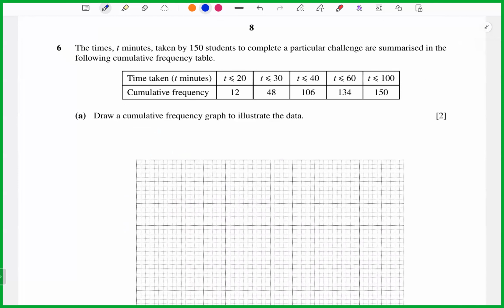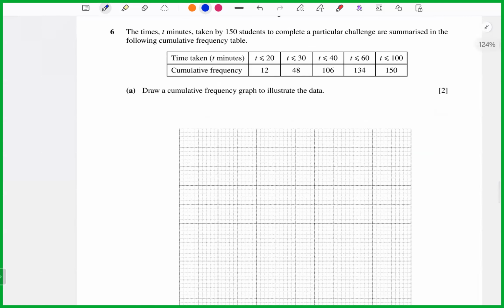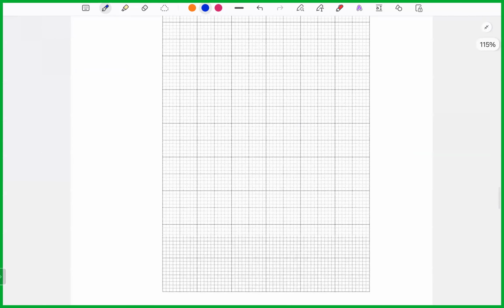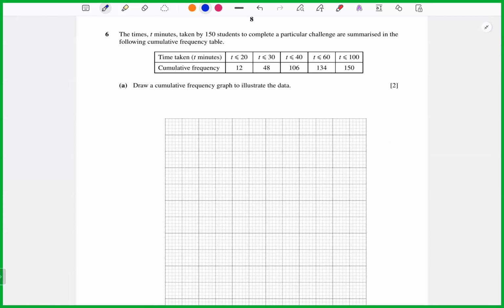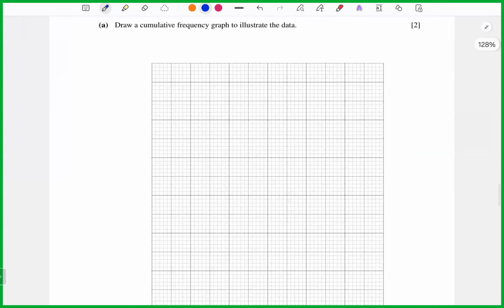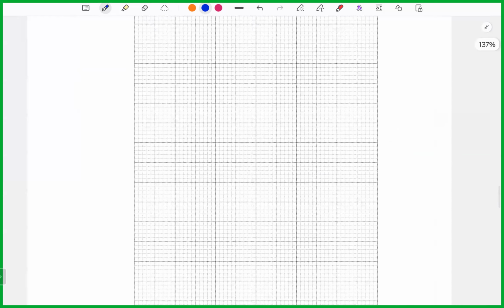Question 6. The times, t minutes, taken by 115 students to complete a particular challenge are summarized in the following cumulative frequency table. A, draw a cumulative frequency graph to illustrate the data. So you need to draw it, how to start to draw. So it's t and cumulative frequency. The maximum is 115. So let's see.